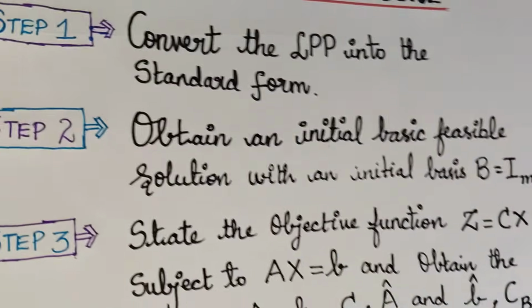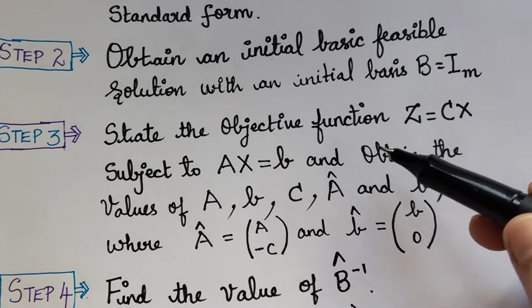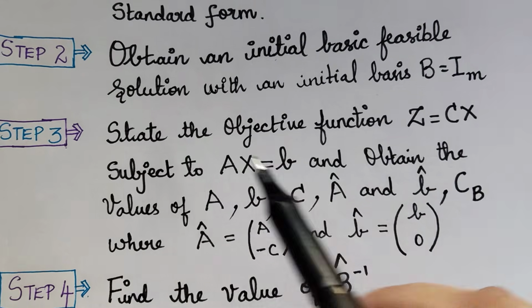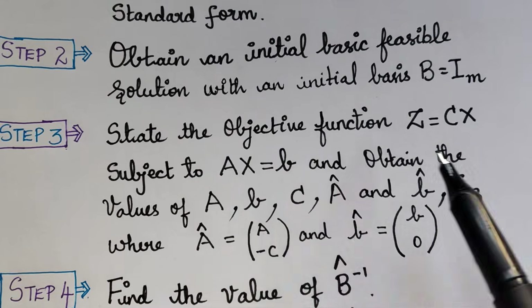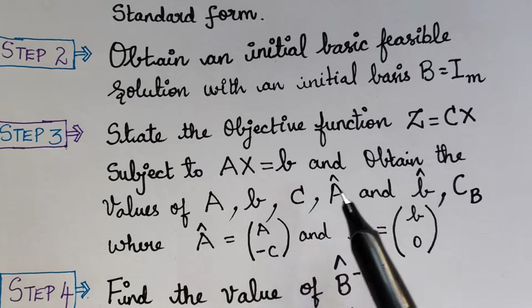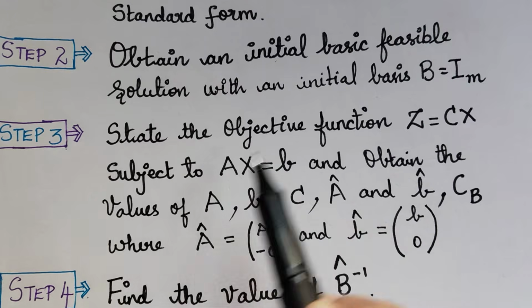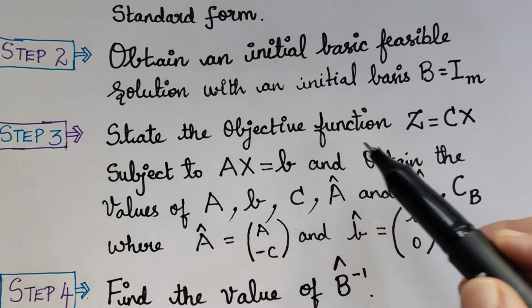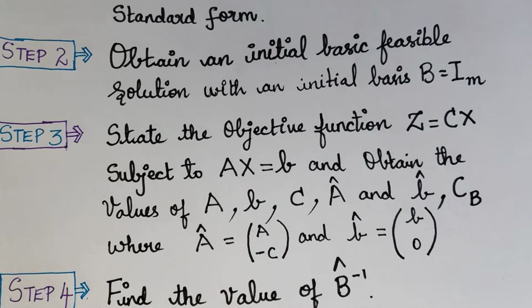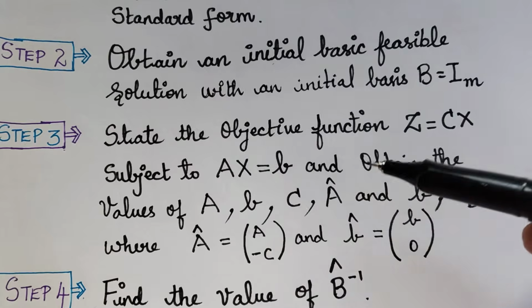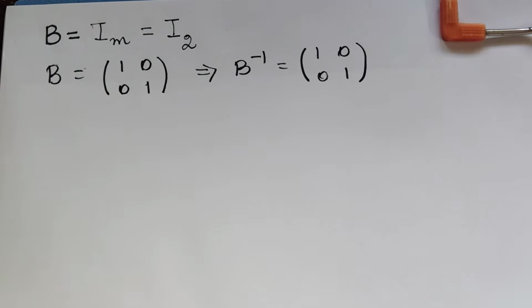The next step is the third step, that is, state the objective function z equal to cx subject to Ax equal to b, and obtain the values of A, b, c, A cap, B cap, cB. So let us see this step. In order to write the objective function in this form, we have to write the given problem in the matrix form. So let us do that.